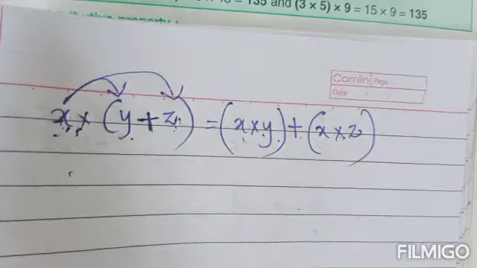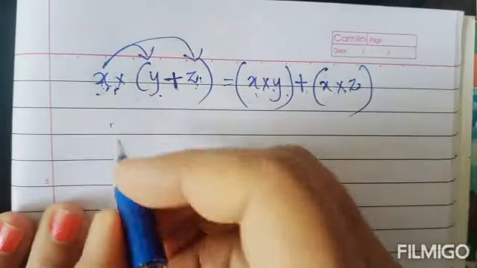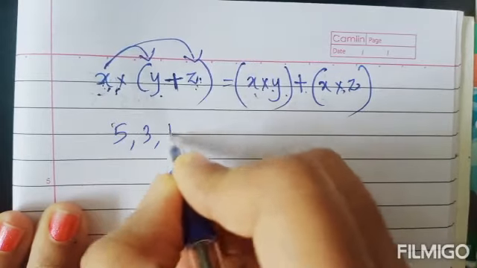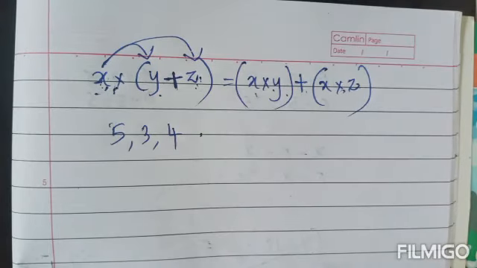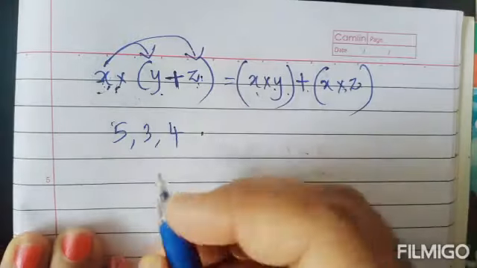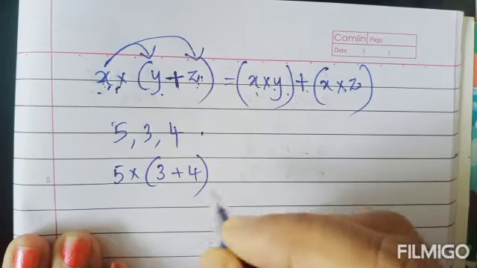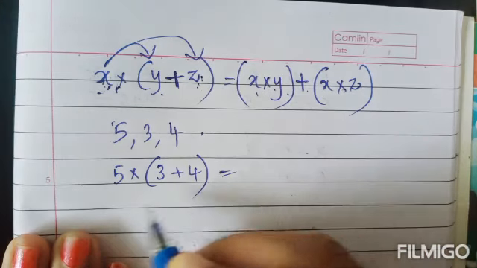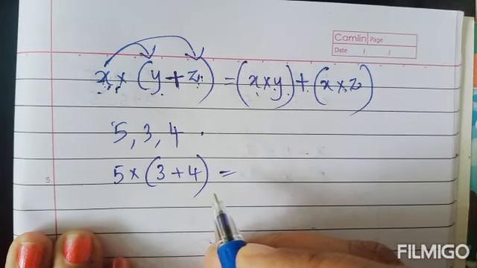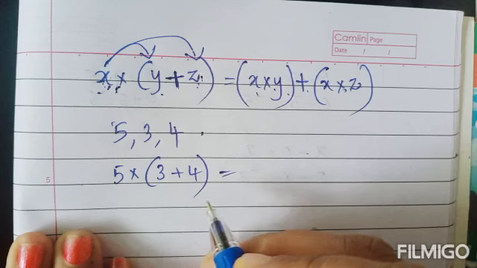Okay, let us take one example. 3 whole numbers we are taking, 5, 3 and 4. So 5 into (3 plus 4). What will be the answer? 5 into (3 plus 4). Let us solve by BODMAS. Using BODMAS we can solve this.